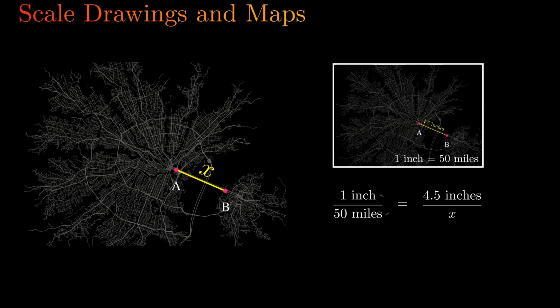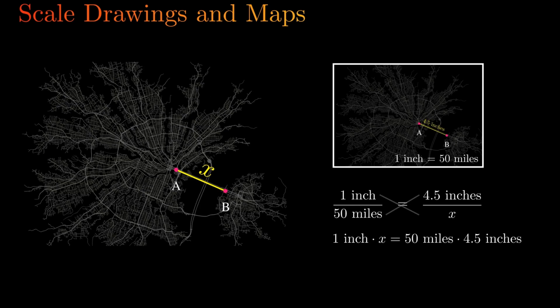Now let's use the butterfly method to solve this. It works every time. We are going to multiply the numbers diagonally across from each other. First wing, we multiply 1 inch times x. So on the left side, we have 1 inch times x. Second wing, we multiply 50 miles by 4.5 inches. So our equation looks like this.